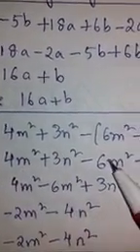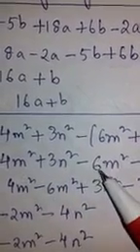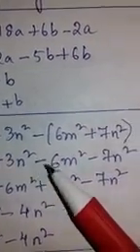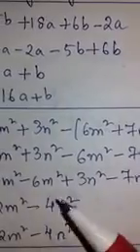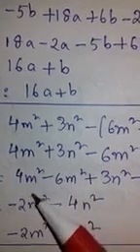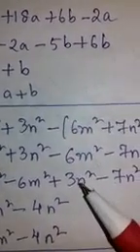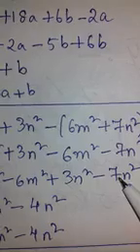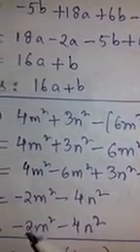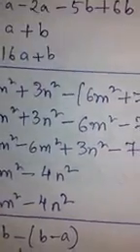Now, arranging the like terms together, that is 4m square minus 6m square and 3n square minus 7n square. So, 4 minus 6 is minus 2, you know, because 6 is greater than 4. You are getting minus 2m square, and 3n square minus 7n square means 3 minus 7, which is minus 4. So, minus 4n square you are getting. Finally, you are getting the answer as minus 2m square minus 4n square.